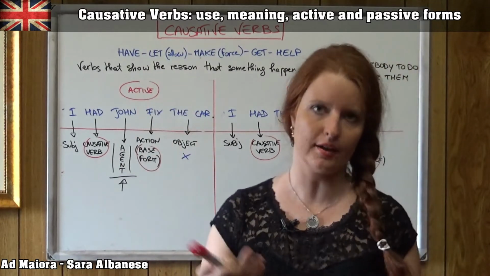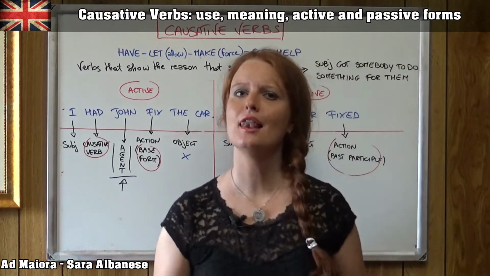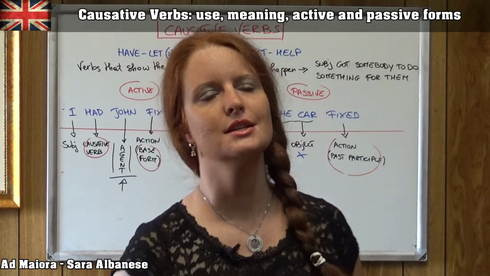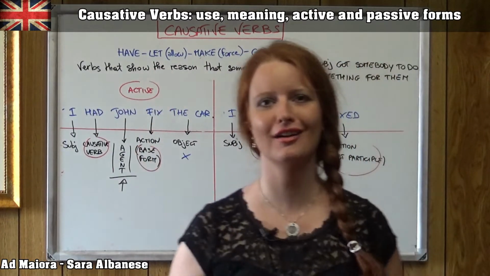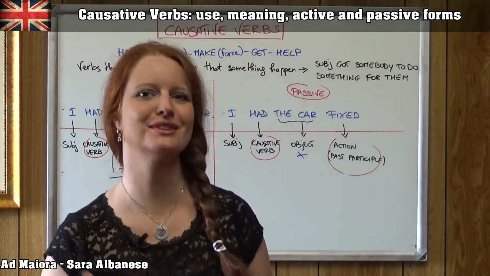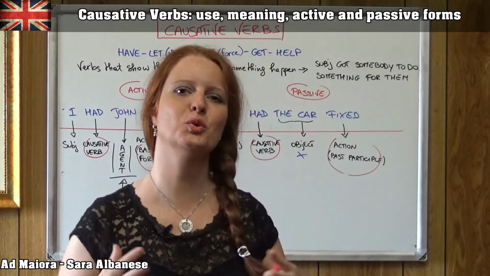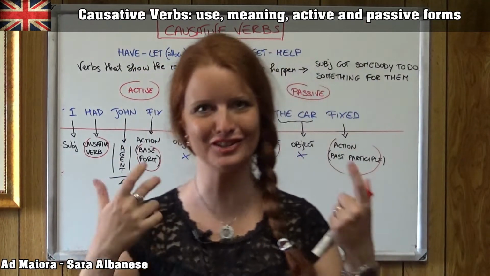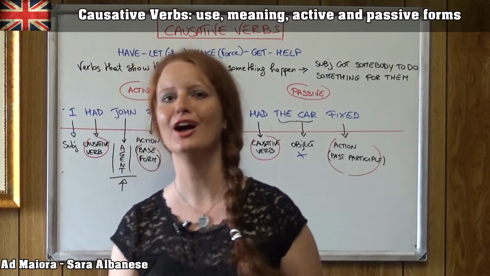So first of all, have, we've seen the examples, obviously. Then let. Let means allow, permit. So if I say I let John fix the car, it means something different. It means that I am extremely jealous of my car, and it was a sort of a privilege that John had to fix it. So it changes completely the meaning of the sentence.